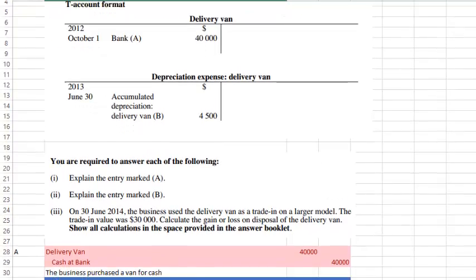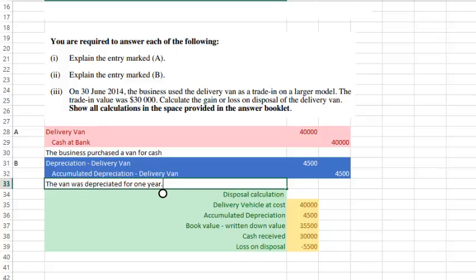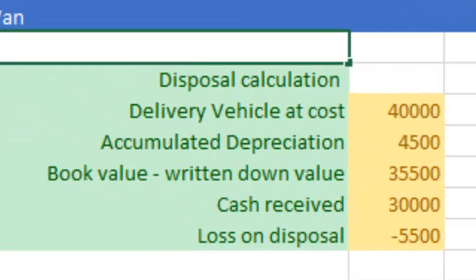Now in part 3, we have to calculate the gain or loss on disposal. For that we need to know the delivery vehicle at cost, which is $40,000. We need to know the accumulated depreciation was only for 1 year, so it's $4,500. When we then calculate the written down value or the book value, we take that away from that, so minus that gives you that. We then compare it to how much cash we got. It says we received $30,000, that's a given. We then compare the two and we get a loss on disposal, because what we got was less than we thought it was worth. Had this figure been bigger, then we would have got a gain, but in this case we've got a loss on disposal.